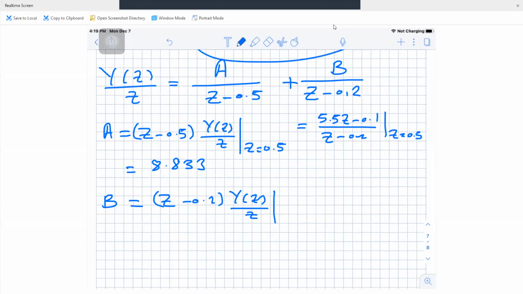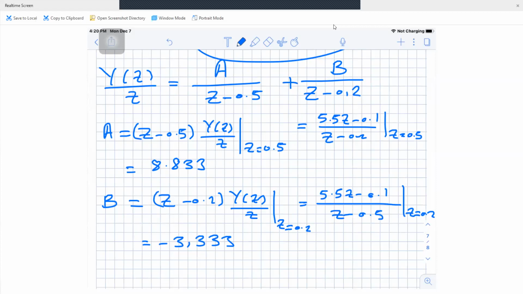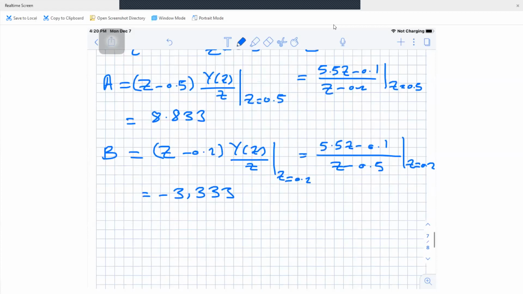To take the space, Z equal to 0.2, it becomes at Z equal to 0.2 it will be 5.5 Z minus 0.1 over Z minus 0.5. Substituting by Z equal to 0.2, the result will be minus 3.333. Okay, now after that, we have determined A and B.